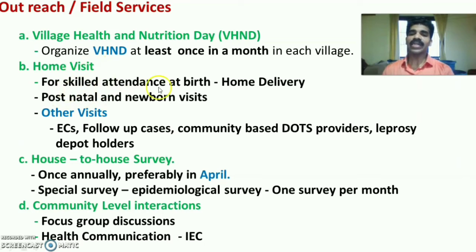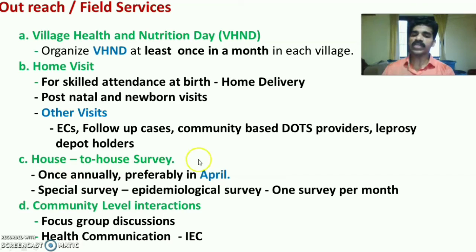Other visits include a visit to eligible couples, visit to follow-up cases of family planning, then visit to community-based DOT providers, then visit to leprosy depot holders. They provide the drugs to the community people.